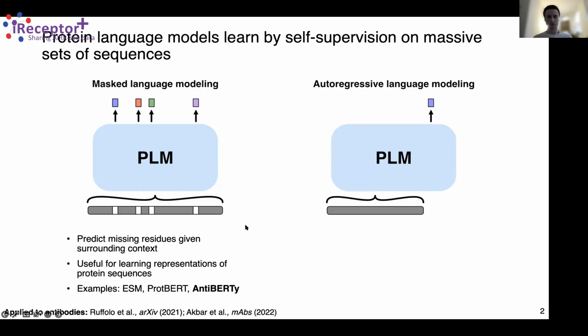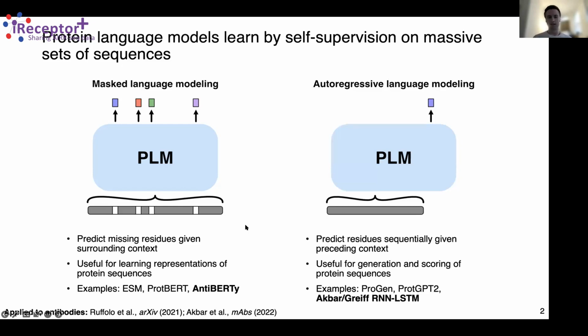Another way you can approach self-supervision on protein sequences is through autoregressive modeling. Here, the idea is to provide the model with preceding residues and then have it predict what comes next. This can be useful for things like generating sequences, like I'll talk about later, as well as scoring protein sequences. In the antibody space, there's been a few applications of this. One that I think is interesting is this RNN LSTM model. Here, they trained on a set of sequences specific to a target, and then showed that you can generate more sequences against that target.